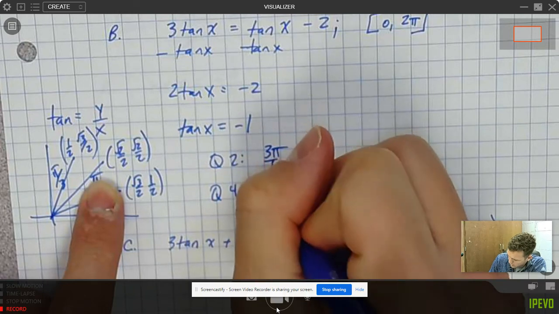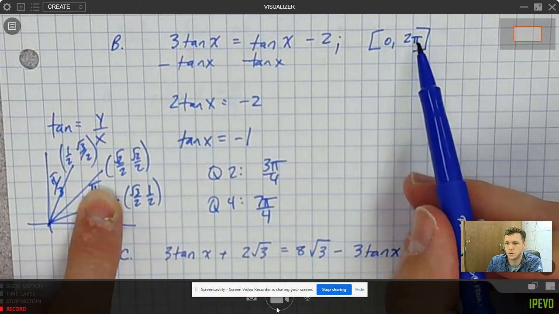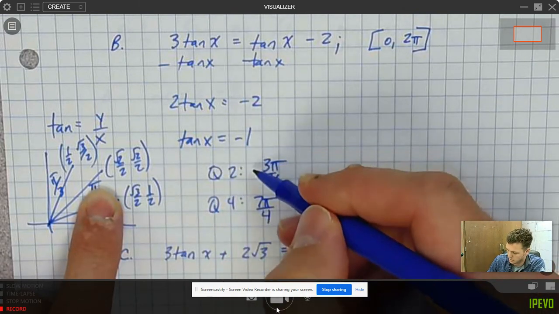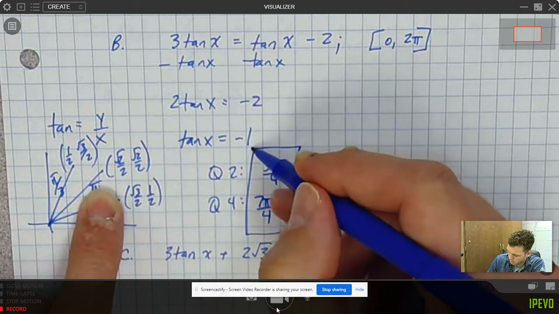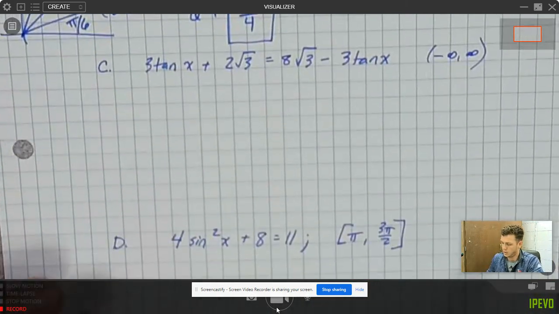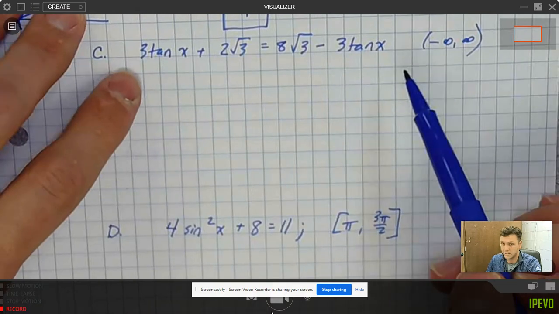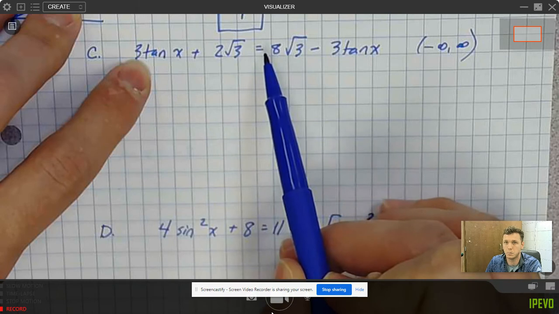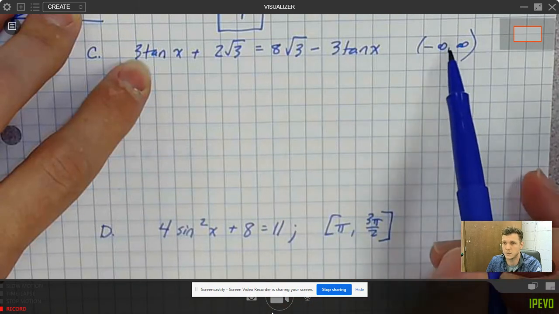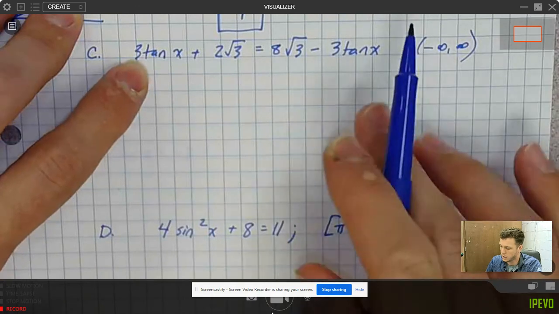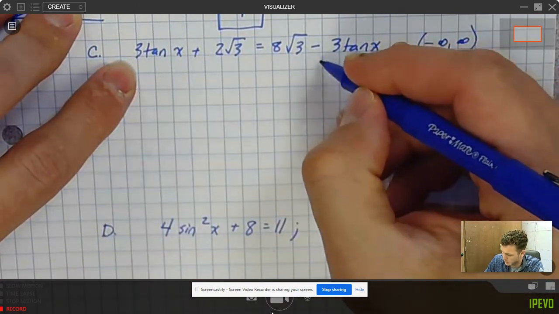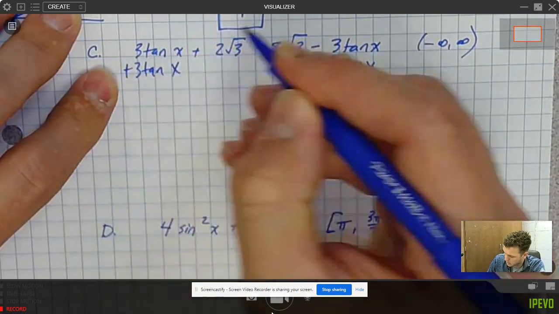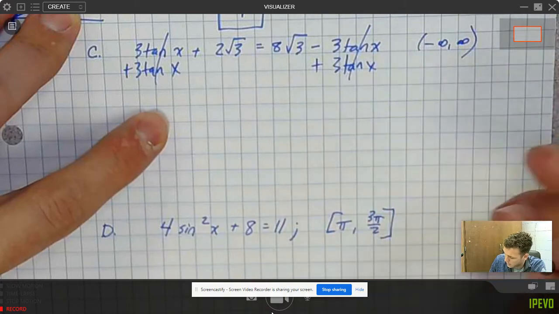All right, take a look at, now, this one we have 3 tan of x plus 2 square root of 3 equals 8 square root of 3 minus 3 tan of x, but it's from the interval of negative infinity to infinity. What we're going to do first, we're going to combine like terms. Okay, so I'm going to add 3 tan of x. Those cancel, right? And so right now, where those tangents cancel, we get 2 square root of 3 is equal to 8 square root of 3, right? And what we have here is a false statement. So in this case, there's no solutions, right? There's no solutions for that one.